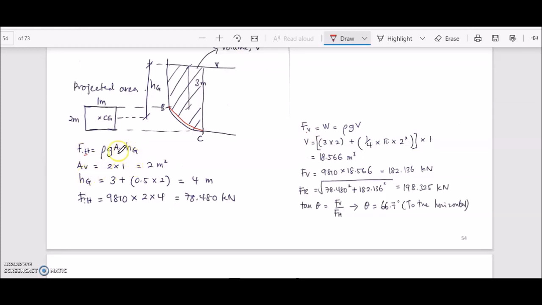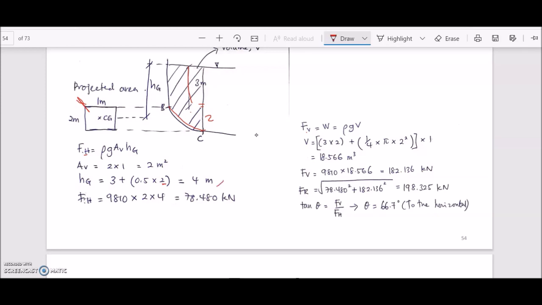So where is the A? A is 2 times 1, where 1 is the depth, B. So 2 times 1, 2 meter squared. Hg is 3, plus half of the 2. 2 is the depth, right? From here to here is 2, and half of the 2 is 1, so we have 3 plus 1 is 4.